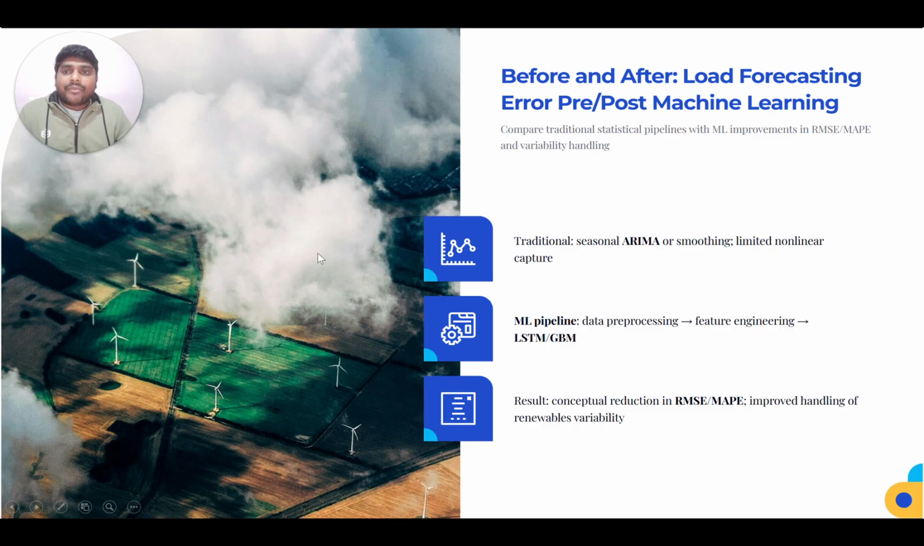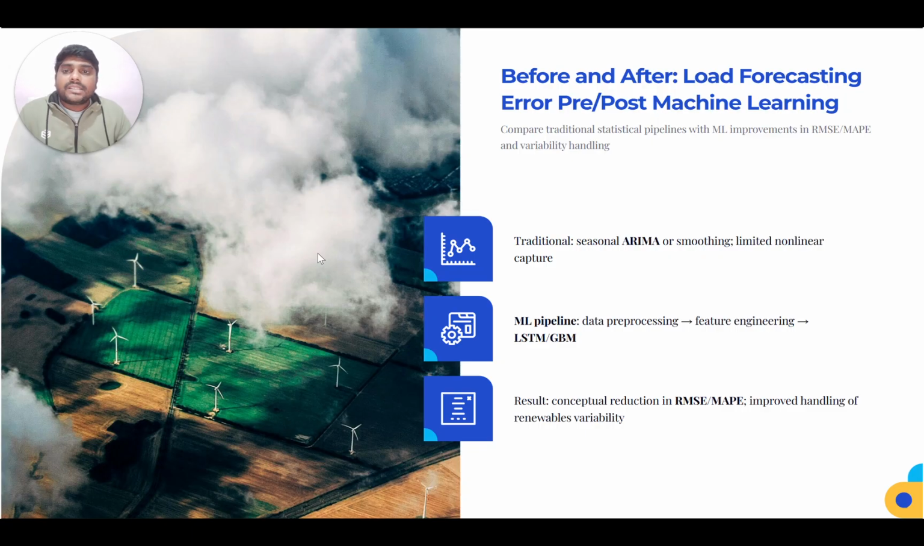Next is load forecasting error before and after machine learning. Let's look at two specific examples of AI impact, starting with load forecasting. The traditional approach uses seasonal ARIMA models or simple smoothing. While effective for base loads, it has a limited nonlinear capture capacity.